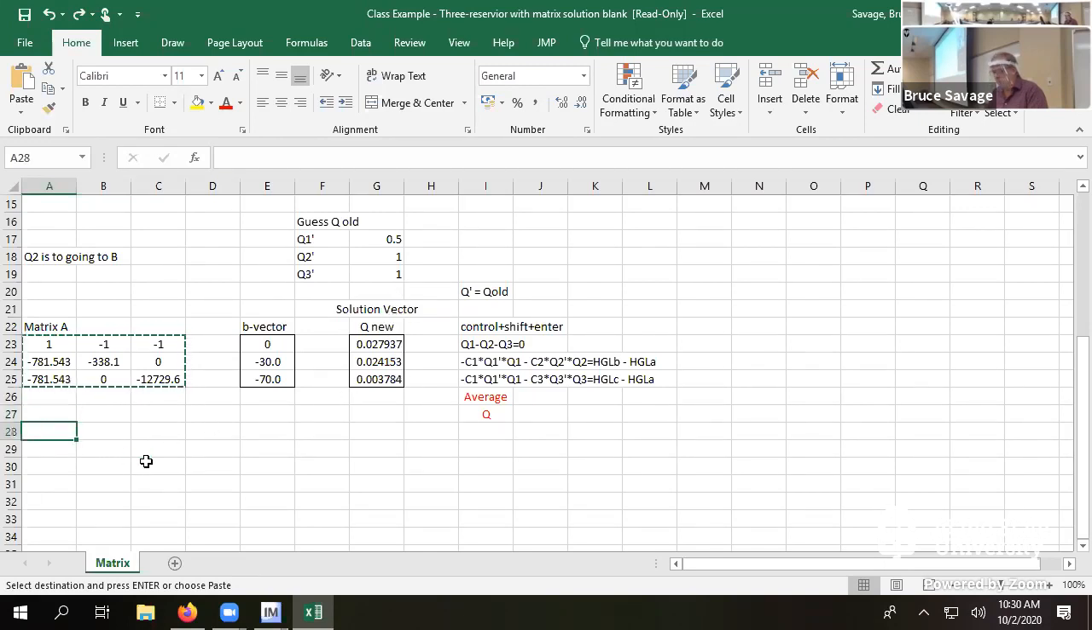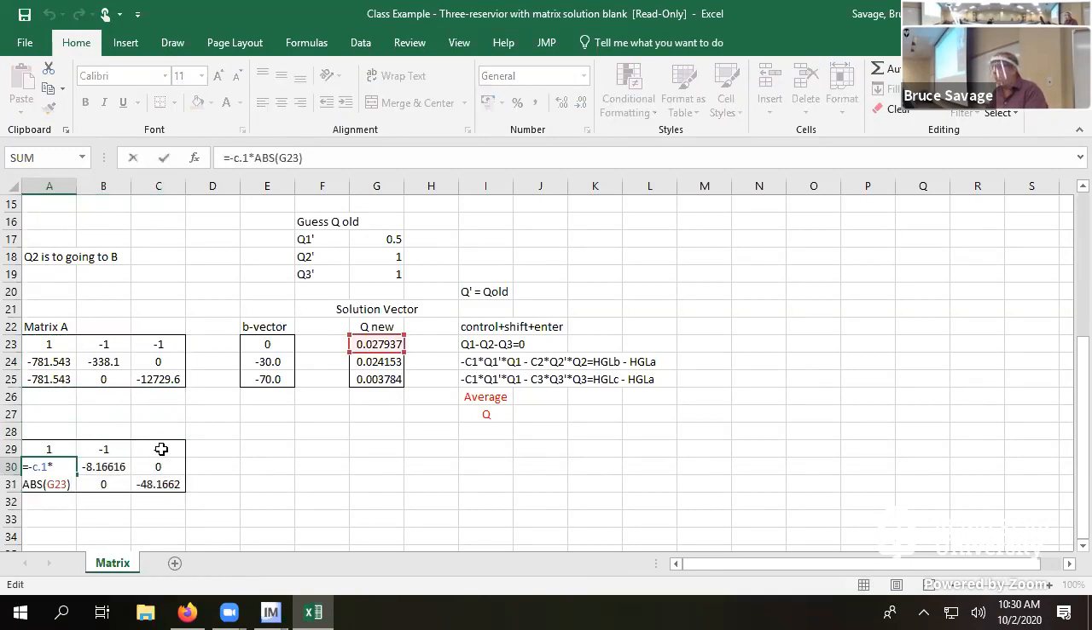if I just come down three spaces and paste that, I'll note that my flow rate in that first box, C1 times Q, grabs the new value, which becomes the old value. Q new becomes Q old. So all of those now are ready to go. It's my new value.